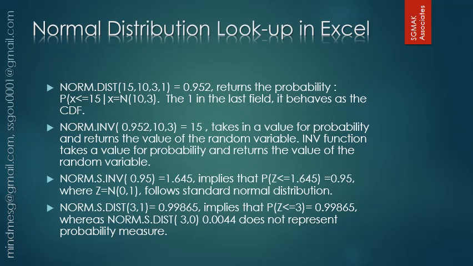Now if you flip the last field from 1 to 0, then that number comes out to be 0.0044, and we'll talk about it in the next slide. It does not represent a probability measure. If the last field is 1, it behaves like a cumulative distribution function and returns a probability. But if you flip it to 0, then it doesn't represent a probability measure.